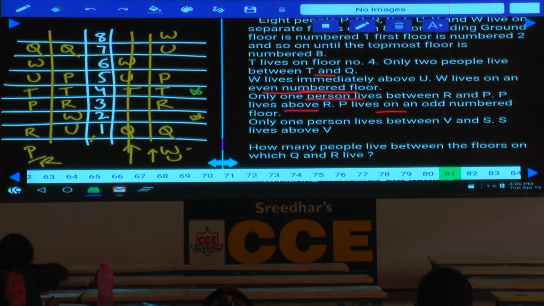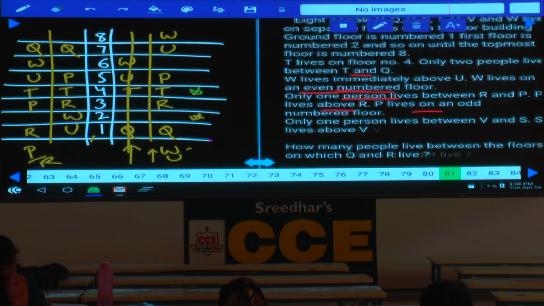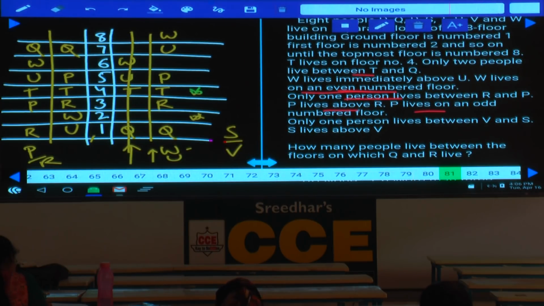Done with this? Now P and R, there is only one person between P and R, and P lives on an odd number floor. And only one person lives between V and S, and S lives above V. There is only one person between V and S, and S lives above V. As S lives above V, again we need to have 2 alternate vacant places. But as here, 2 alternate vacant places are not there, this is ruled out.